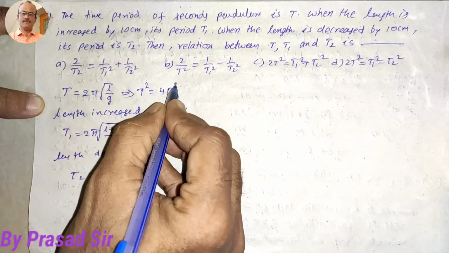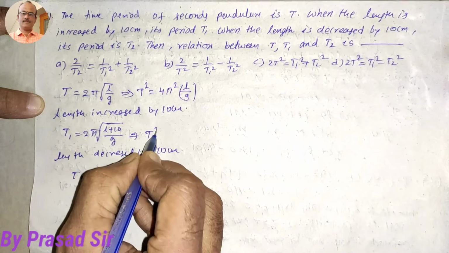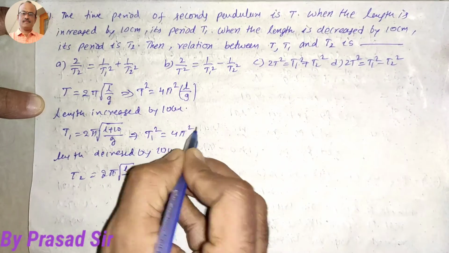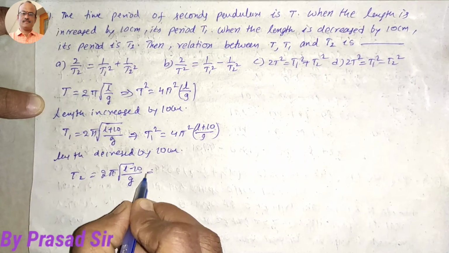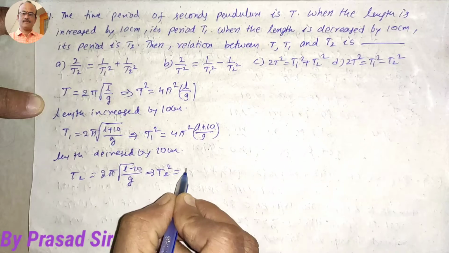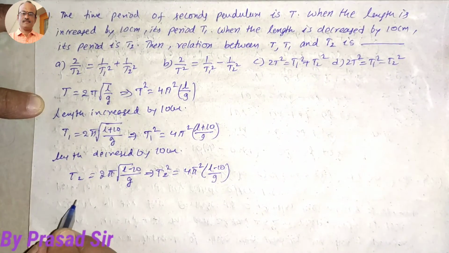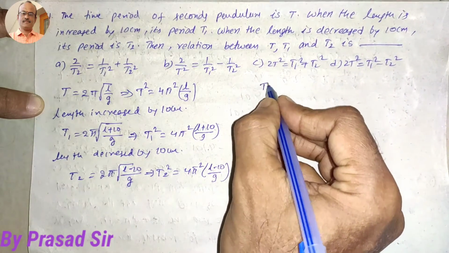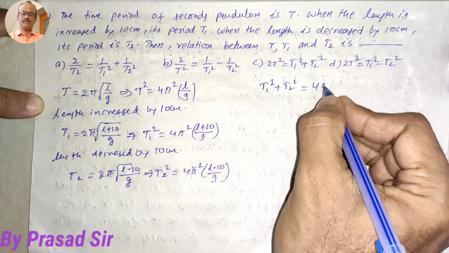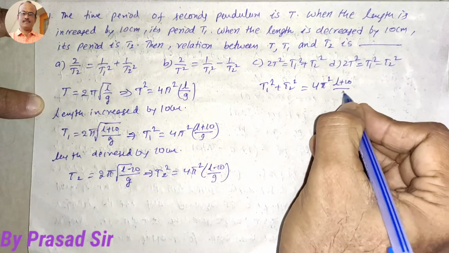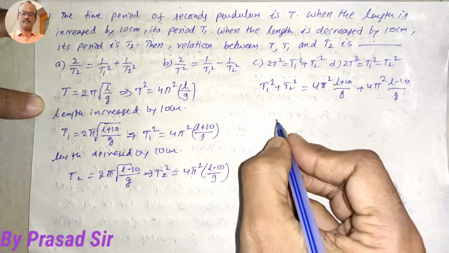So here we will write this as T square is equal to 4 pi square L by G. This can be written as T1 square is equal to 4 pi square (L plus 10) divided by G, and T2 square is equal to 4 pi square (L minus 10) divided by G. But here, T1 square plus T2 square is equal to 4 pi square (L plus 10) divided by G plus 4 pi square (L minus 10) divided by G.